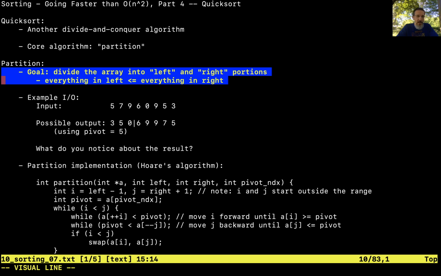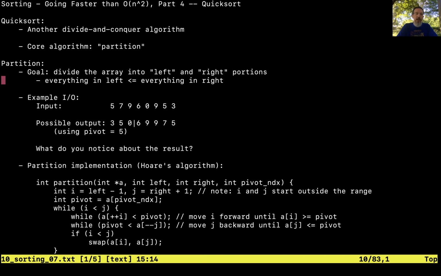Now notice I said everything in the left portion is less than or equal to everything in the right portion, but I didn't say anything about what to do about things within those two regions. So within those two regions, they might be out of order, and that's okay. Because we're going to recursively solve that problem.